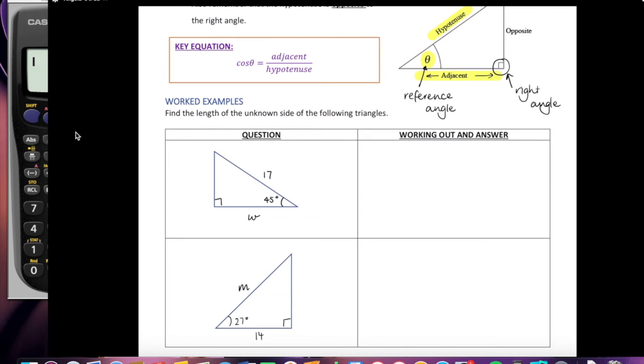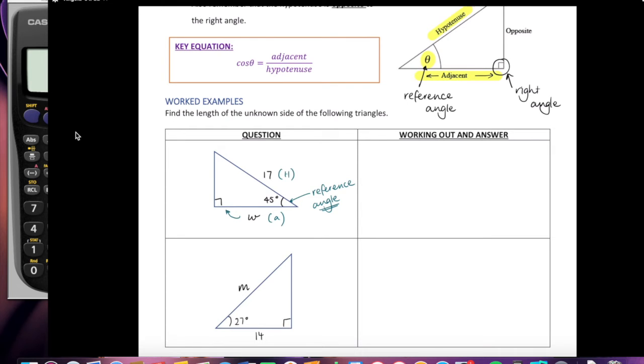For the first one here, like I always keep saying, label your triangles. It's going to make your life so much easier. So we know 17 is going to be our hypotenuse, and W is going to represent our adjacent side. So I'm just going to write A for adjacent. We know our reference angle here is 45 degrees. And remember, we know that W is our adjacent because the reference angle is there to our right and our right angle is there to the left. So that adjacent side is next to both.